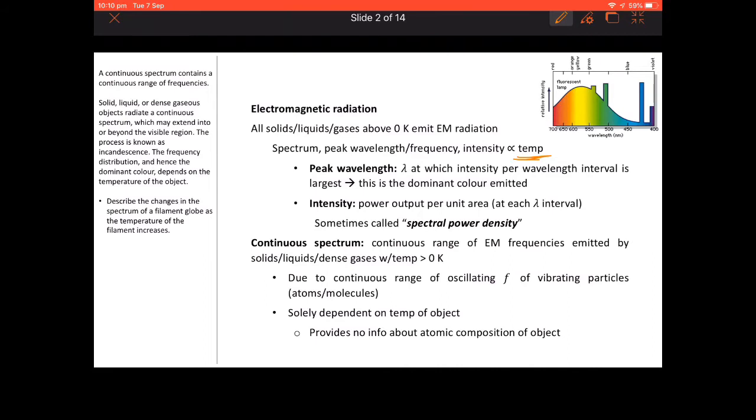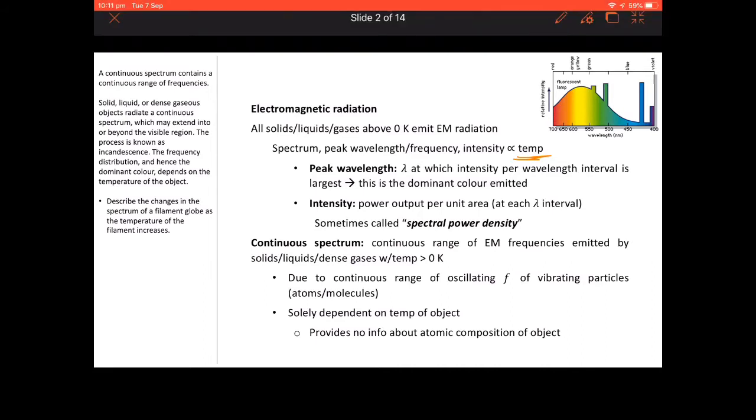This continuous spectrum is solely dependent on the temperature of the object, and it doesn't provide any information about the atomic composition of an object, so it's purely just based on temperature. You can't glean any extra information about the atomic constituents of an object.